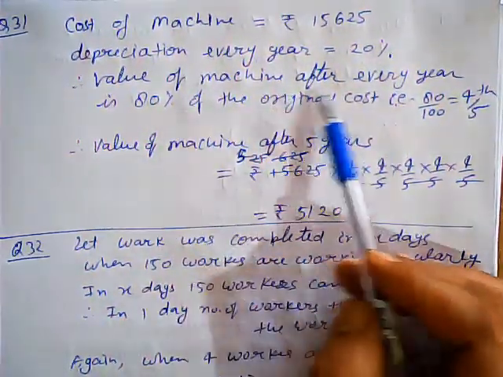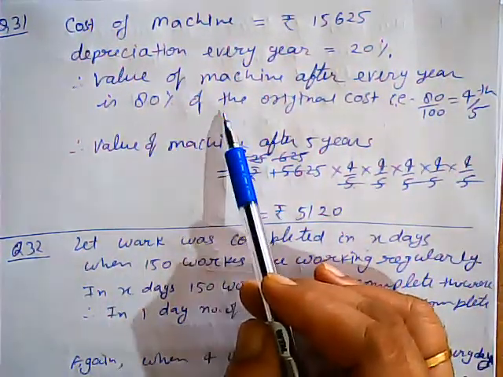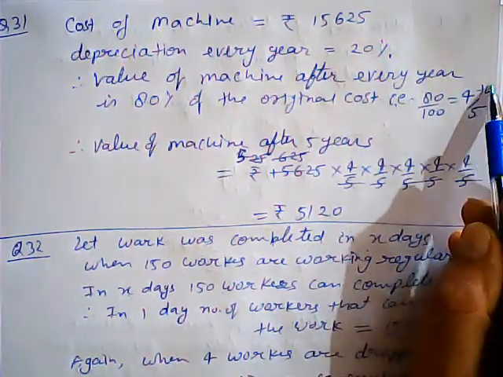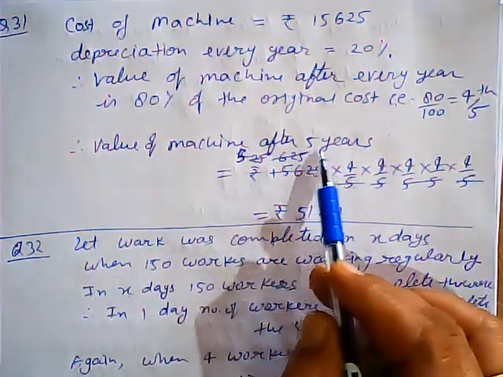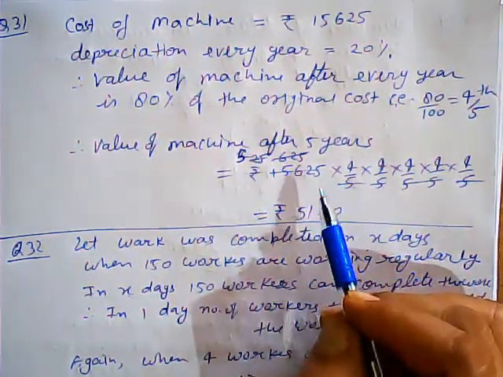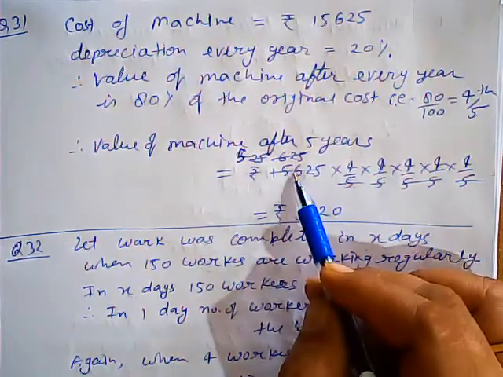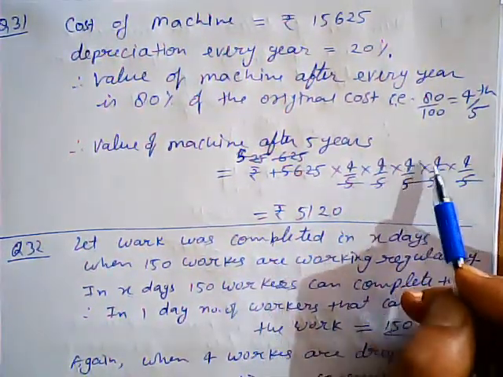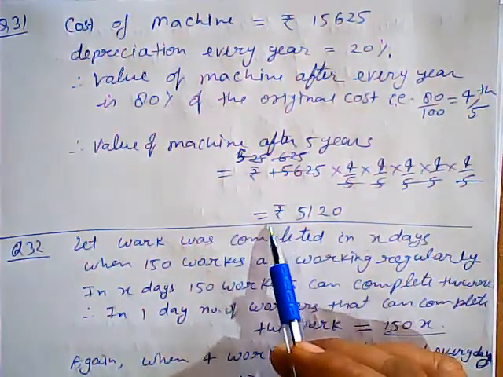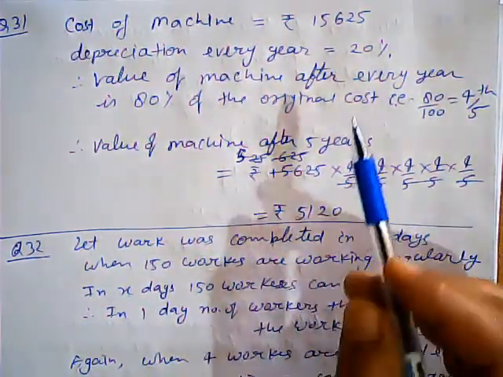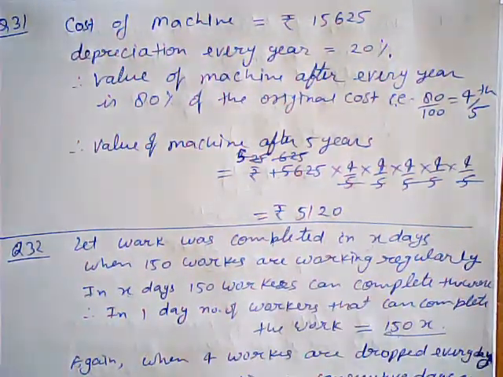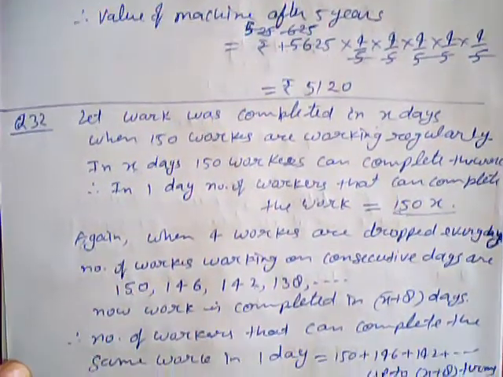The value of the machine after every year is 80% of the original cost, that is 80/100 equal to 4/5. The value of the machine after 5 years: it will be rupees 15,625. After 1 year it will be 4/5 of this. After the second year, third year, fourth year and fifth year, we multiply by this, and by the calculation the cost of the machine after 5 years will be rupees 5,120.